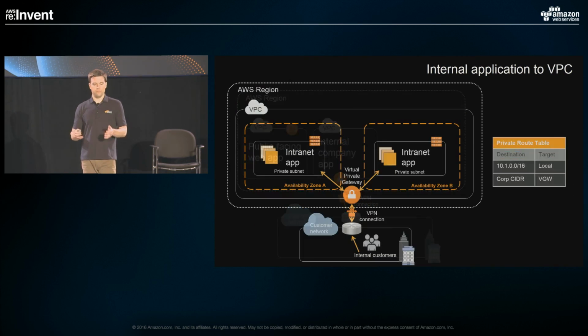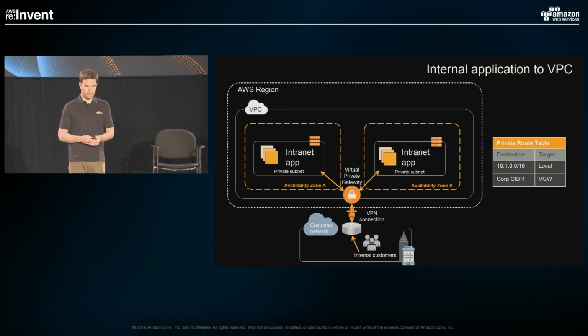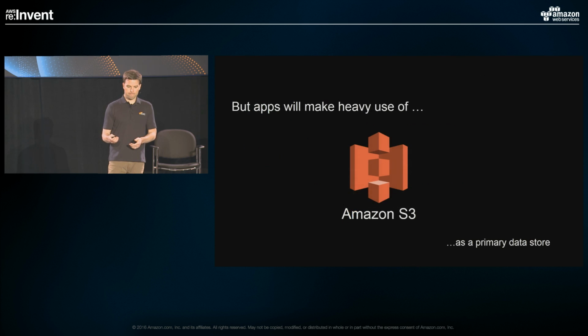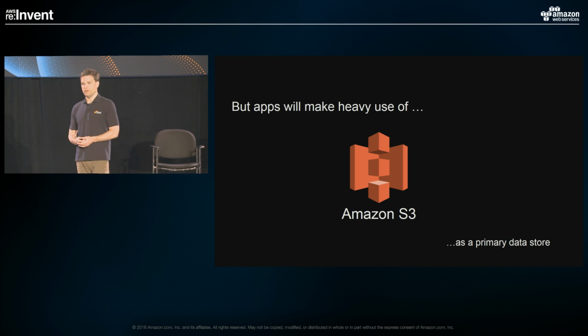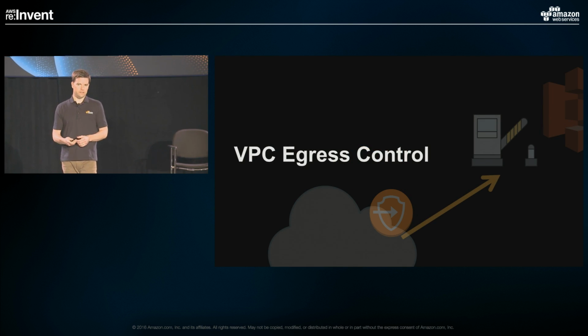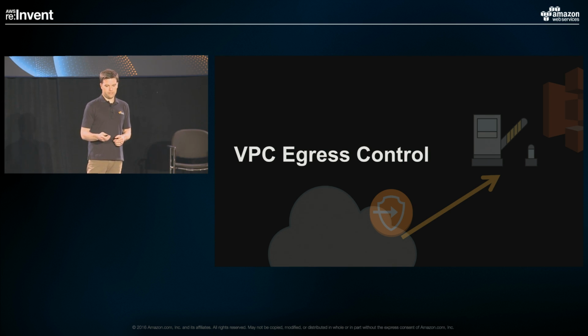So now we've gone through some of the reasons why you would consider multiple VPCs. Let's dive back into our private app. So this is the one we showed before, where we have only a private connection to a corporate network over an IPsec tunnel. But the application in there wants to make heavy use of S3 as a primary data store. So how do we facilitate, in a private-only VPC, access to a public resource like S3?